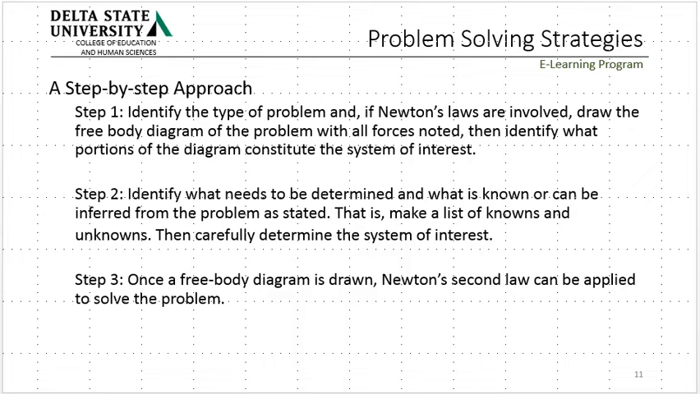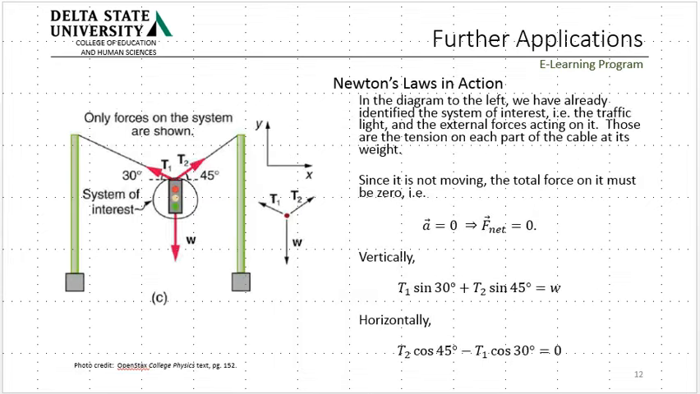So here's a drawing of a problem: Newton's laws as applied to a traffic light suspended between two poles. Here's the system of interest. What's happening to the traffic light? The external forces on it are the weight of the traffic light down, the tension on the guide wire going this way, and the tension on the guide wire going that way.